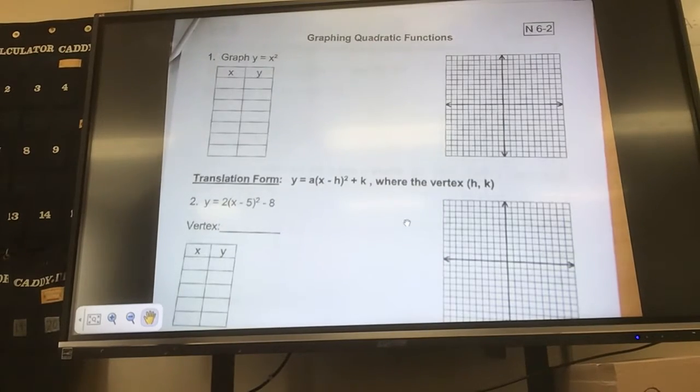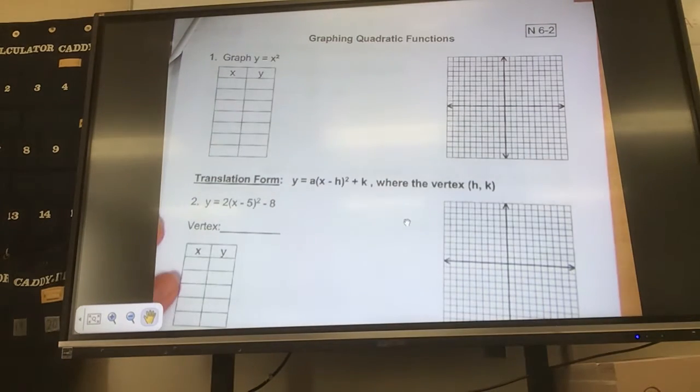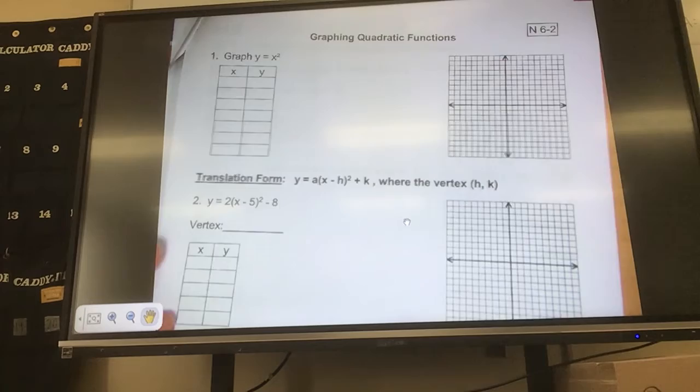Note 6-2. Okay, here we go. First things first. We start off with the parent function for all quadratics. That is y equals x squared. Okay, for those that don't know what that is, that's a U-shaped graph. It goes right to the origin, as most of our parent functions do.